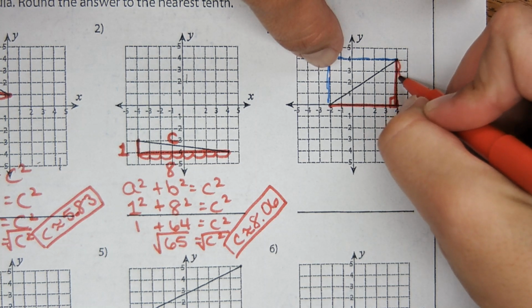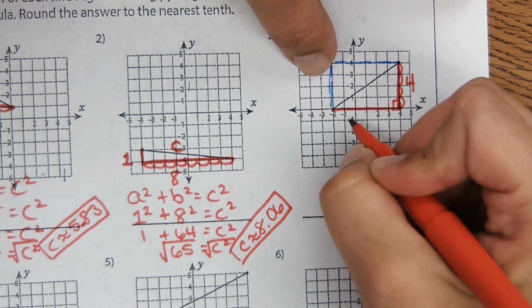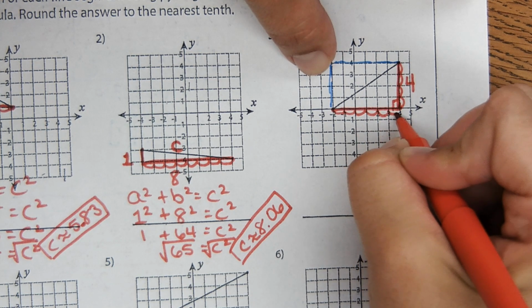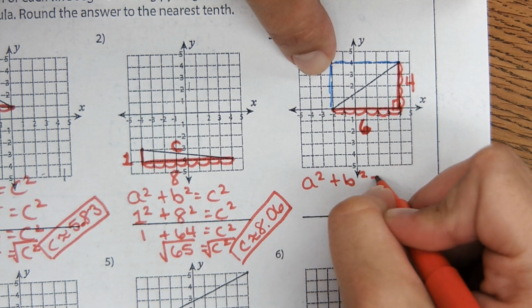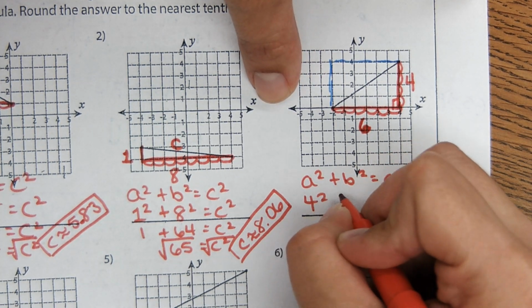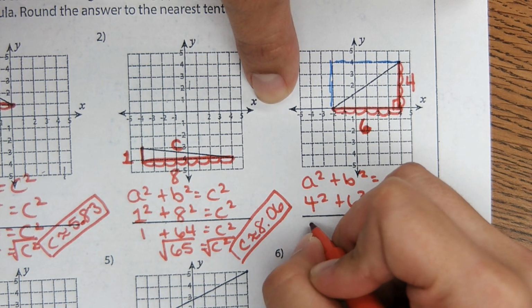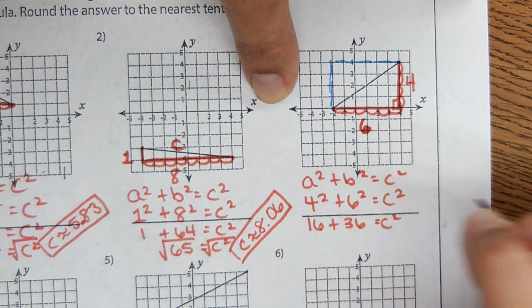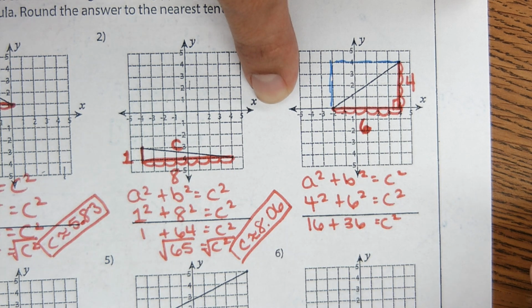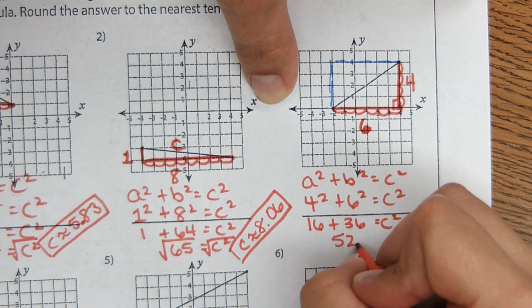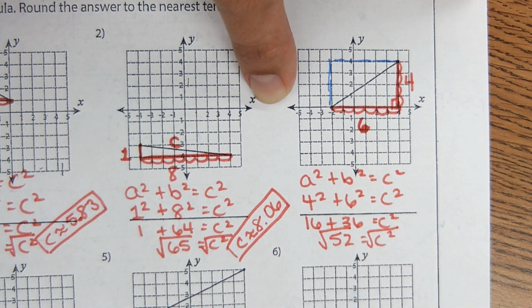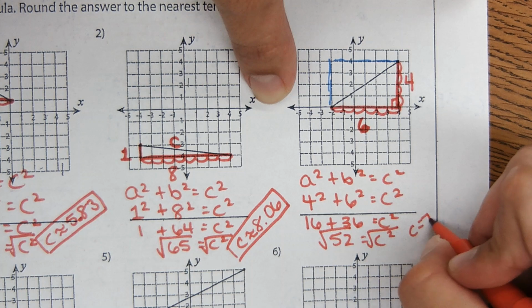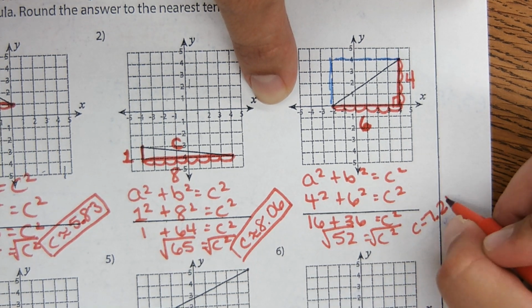And this one, 1, 2, 3, 4 units here. And 1, 2, 3, 4, 5, 6 units here. And then a squared plus b squared equals c squared. So we get 4 squared plus 6 squared equals c squared. Gives me 52, square root is square root, I'm going to get this number.